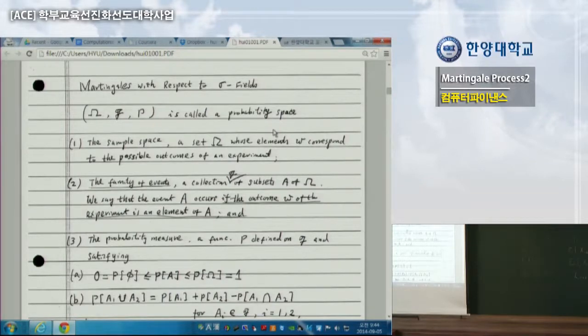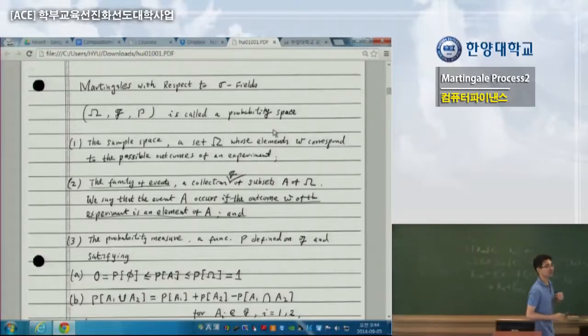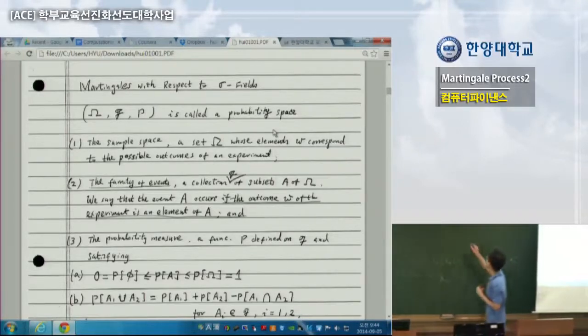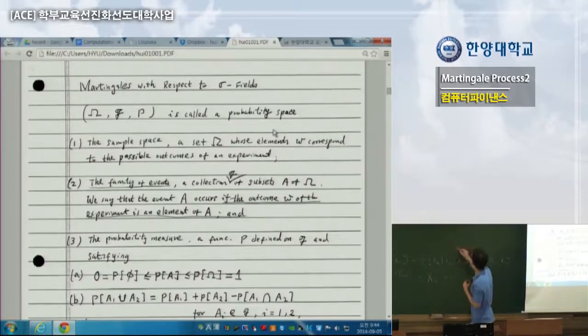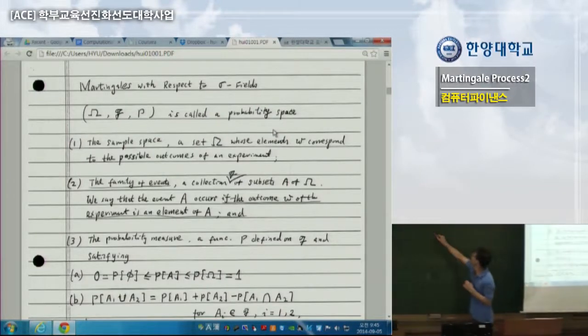Okay, actually that's another very interesting example of Martingale. What I mean is that suppose there was a party of exchange students in front of Wangsimli station. So this is Wangsimli. And suppose this is Wangsimli station.